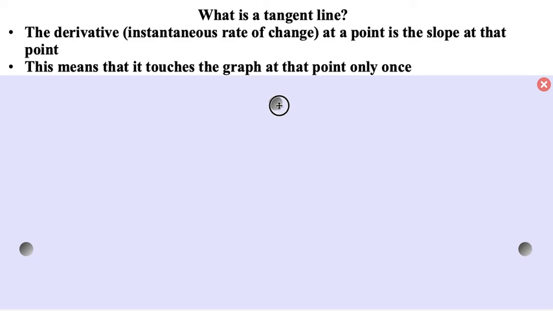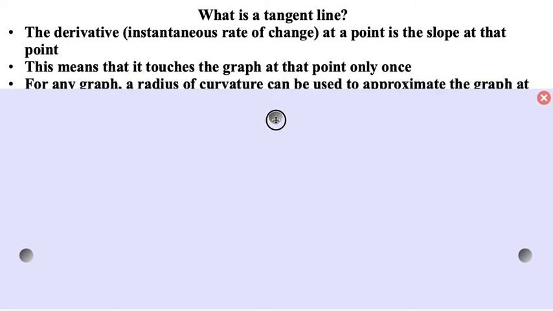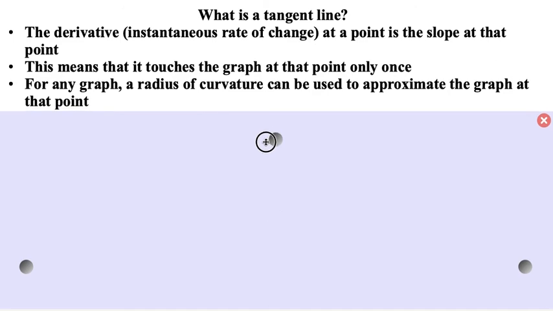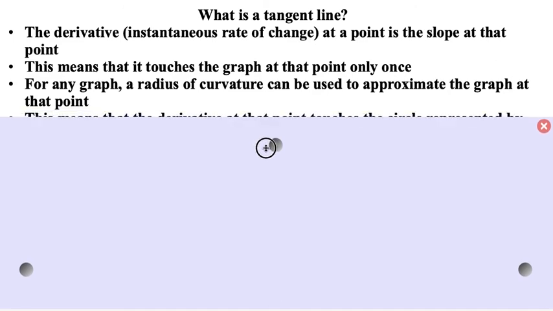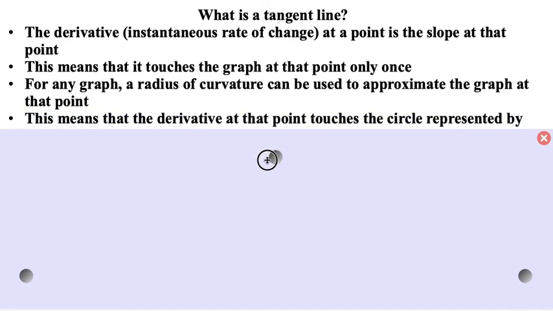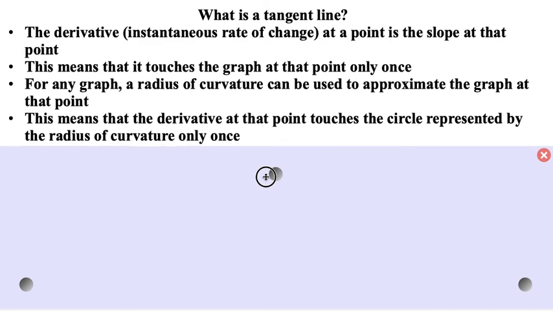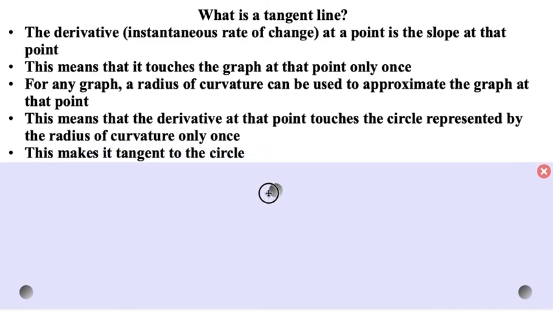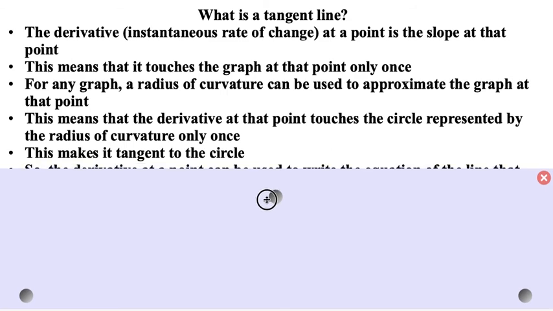So if we think about that, and if we can talk about how we approximate the derivative too. For any graph, a radius of curvature can be used to approximate the graph at that point, which means you could draw a circle in. That means that the derivative at that point touches the circle represented by the radius of curvature only once. And as we know, if it is hitting the circle only once, it makes it tangent to the circle.